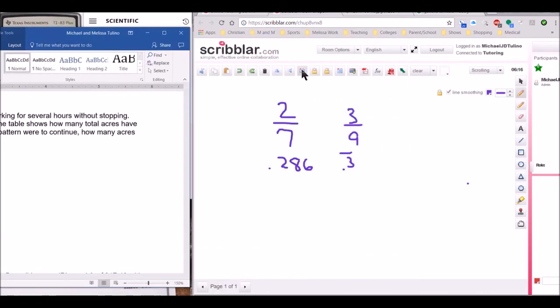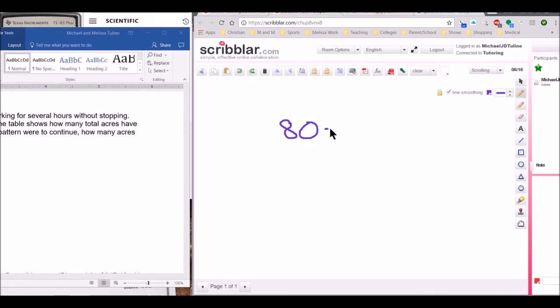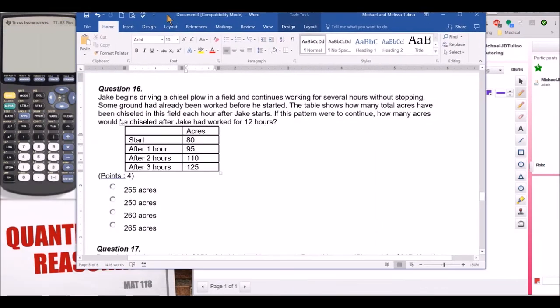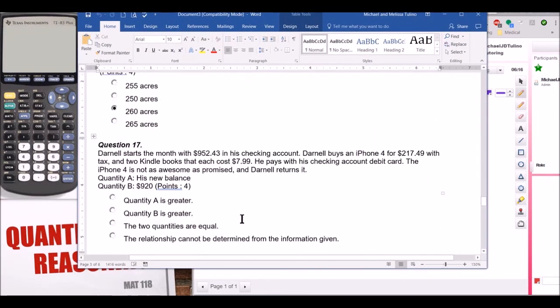So if we started with 80, and then he is increasing by 15 every hour. And I want to say x is hours. And so started with 80 and increased by 15 for every hour. And we're looking at after 12 hours. So do 80 plus 15 times 12, 260. So we look at 260 after 12 hours.